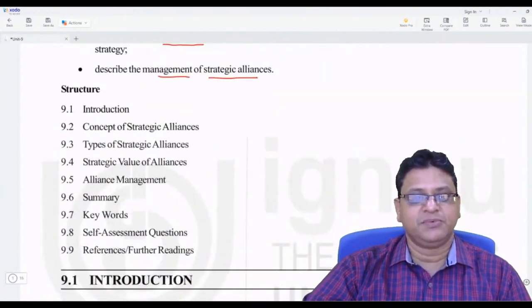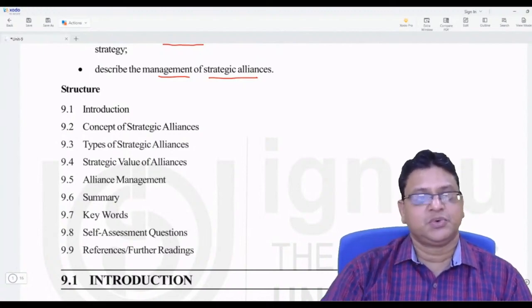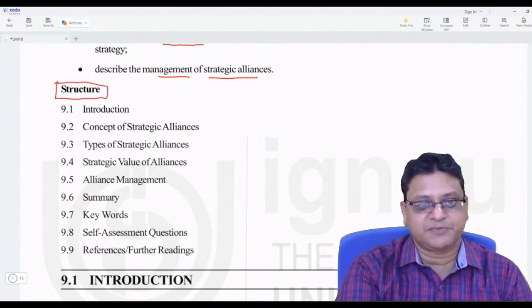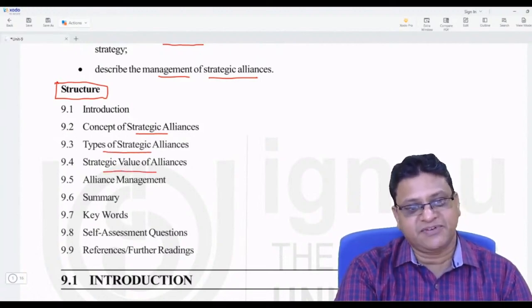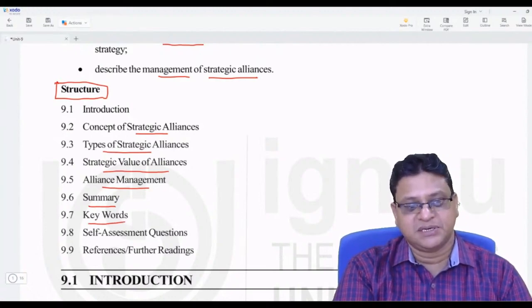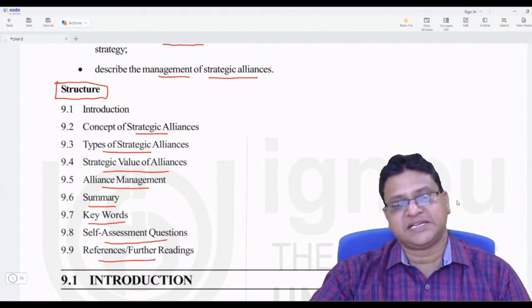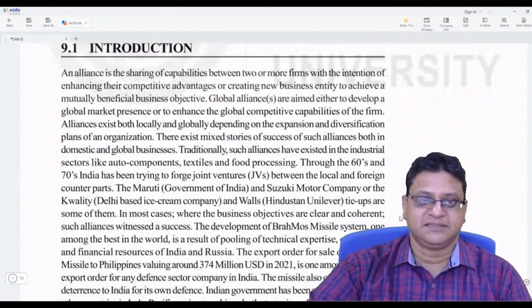Our entire lecture will be discussed in this structure. First, I will give an introduction to business alliance. Next, we will discuss the concept of strategic alliance, then types of strategic alliance, then strategic value of alliances, then alliance management. Next, we will summarize our discussion. We will discuss some keywords. We will discuss some self-assessment questions, and at last, I will give some references for further reading on strategic alliance. So first let me define what is an alliance.